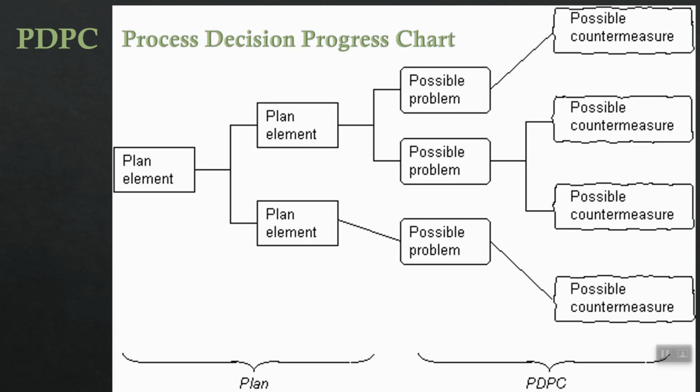As you can see in this illustration, the left-hand side is the plan, and the right-hand side addresses contingencies that will address your problems or potential problems.